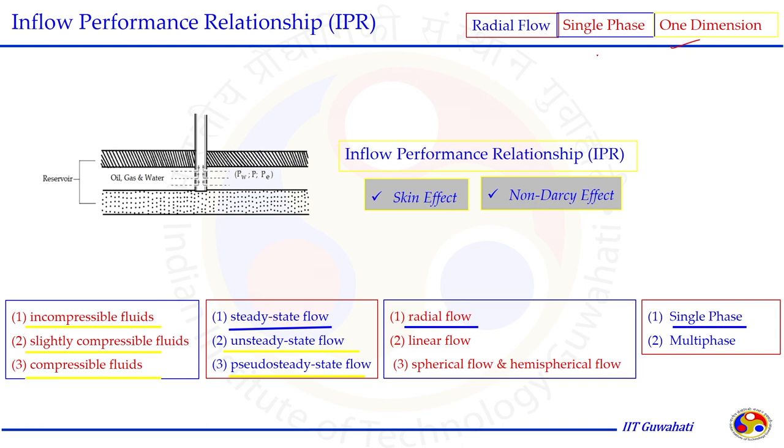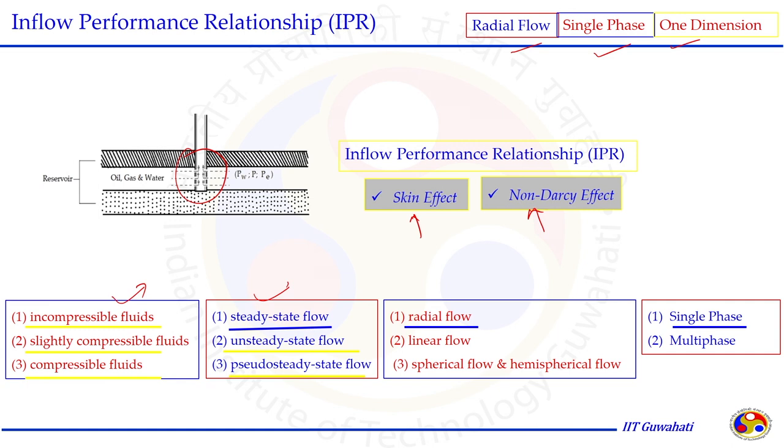Now we have discussed one-dimensional single-phase radial flow. We also discussed the types of fluid and the flow regimes. Another important aspect of the IPR equation is what is happening near the wellbore region. Two phenomena happen near the wellbore region. One is called the skin effect, another is called the non-Darcy effect.